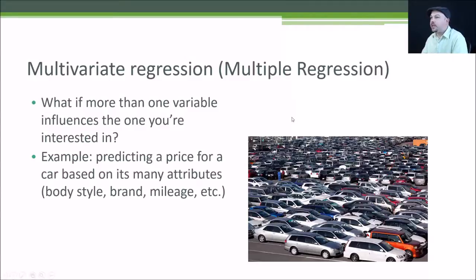The example we're going to look at is, let's say that you're trying to predict the price for a car, the price that a car will sell for. It might be based on many different features of that car: the body style, the brand, the mileage, who knows, how good the tires are. Some of those are going to be more important than others toward predicting the price of a car, but you want to take into account all of them at once.